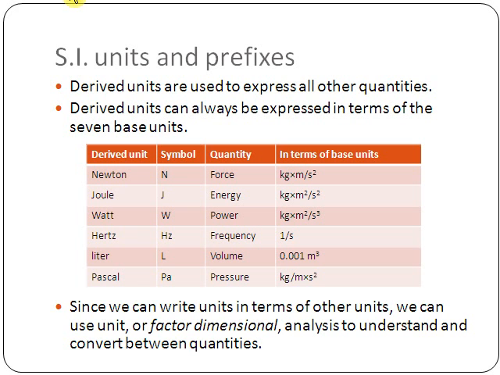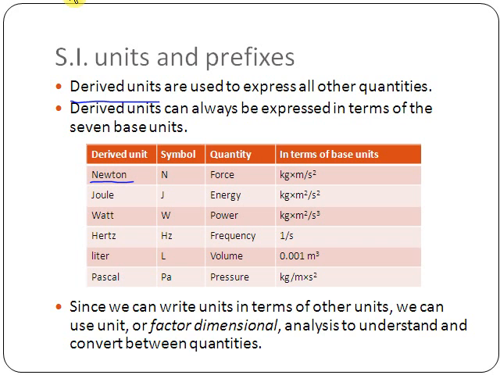So our next class of units are called derived units. Derived units are used to express all other quantities. So all derived units can be expressed in terms of those 7 base units we talked about before. So the first one, the most common one we'll use in this class, is the Newton. Newton, Sir Isaac Newton, symbol is N. It measures force. It's a unit of force.